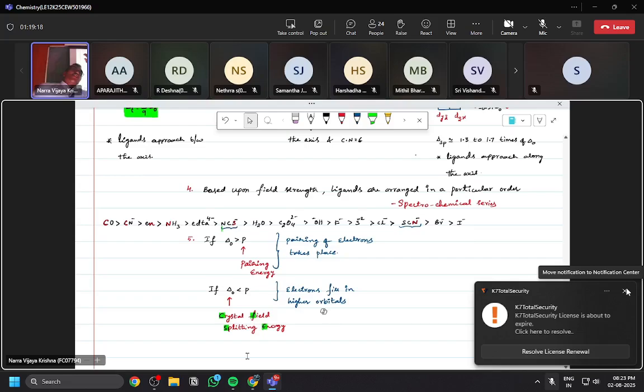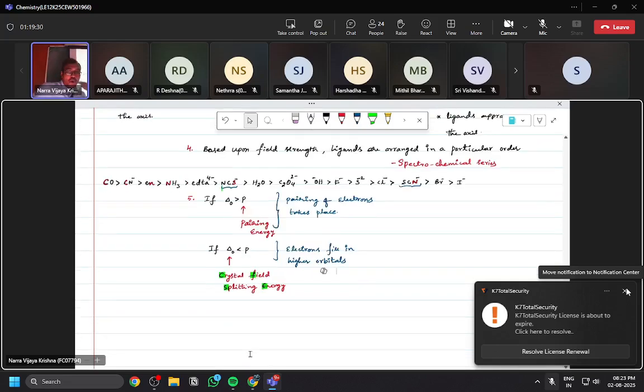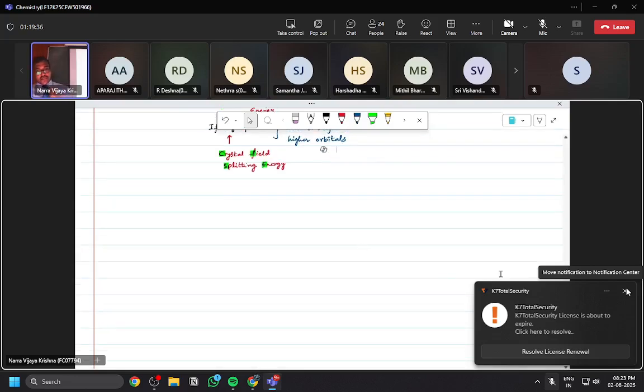Based upon that energy gap, crystal field stabilization energy and pairing energy, by comparing them, sometimes I need to pair the electrons, sometimes I need to fill the higher energy orbitals. These are the 5 postulates of crystal field theory.